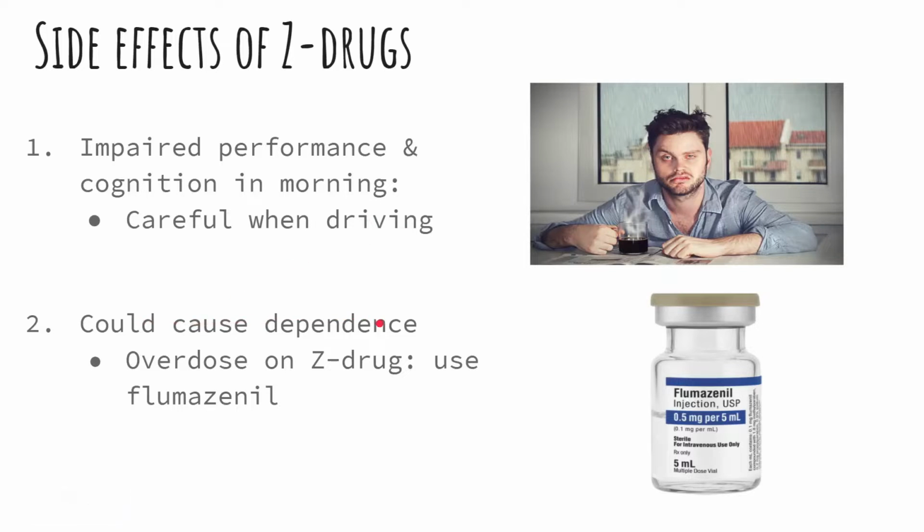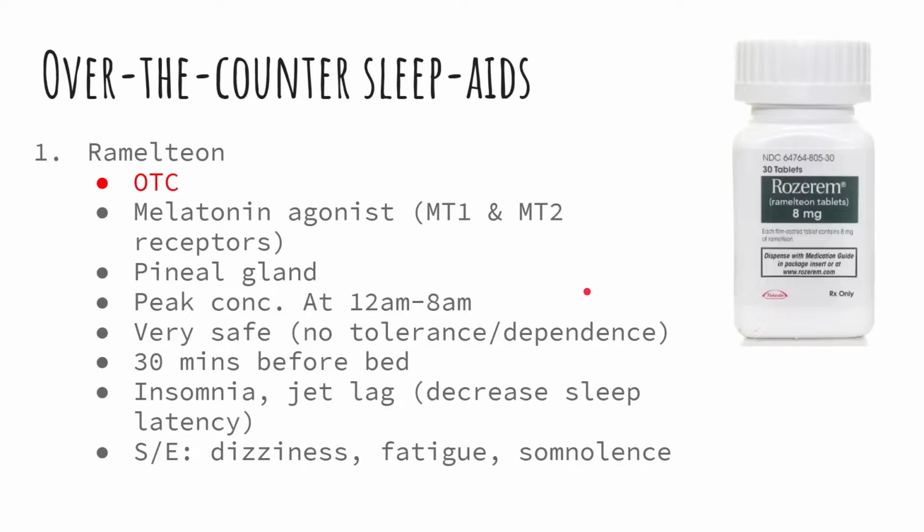And they could cause dependence. So even though they have a lower chance of dependence than benzodiazepines, there's still a chance. Now, note here that for overdose on the Z drugs, we still use flumazenil. يعني if a patient overdoses on Z drugs, we also use flumazenil. نفس الانتيدوت اللي استخدمناه بالبنزوديازابين overdose. Which makes sense لأنه Z drugs, they bind at the same site as benzodiazepines. We're going to use the same antidote اللي هو flumazenil, which we can see here in this nice bottle or vial. Okay.